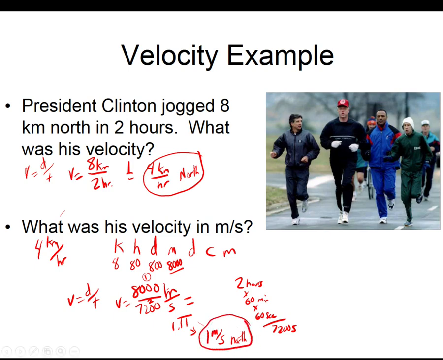Okay, now I have a better understanding of what that is. Okay, it's 1 meter stick every second. I guess not too fast, not too slow. Okay, 1 meter stick every second.